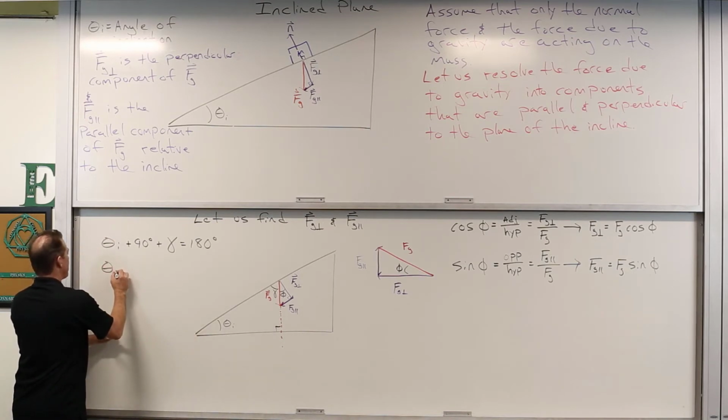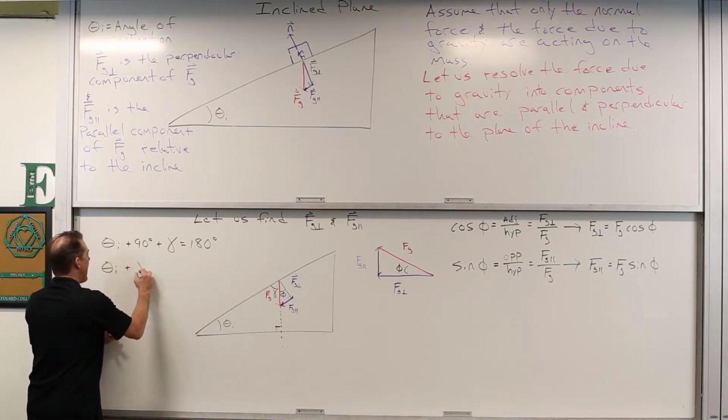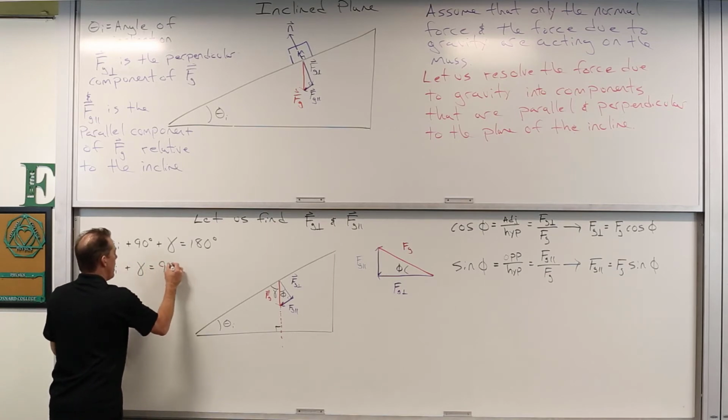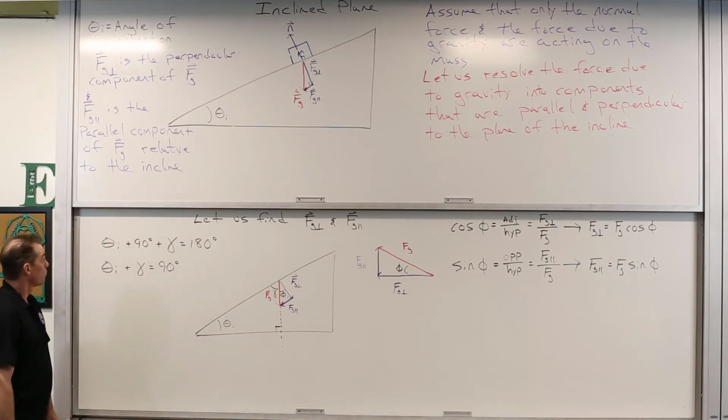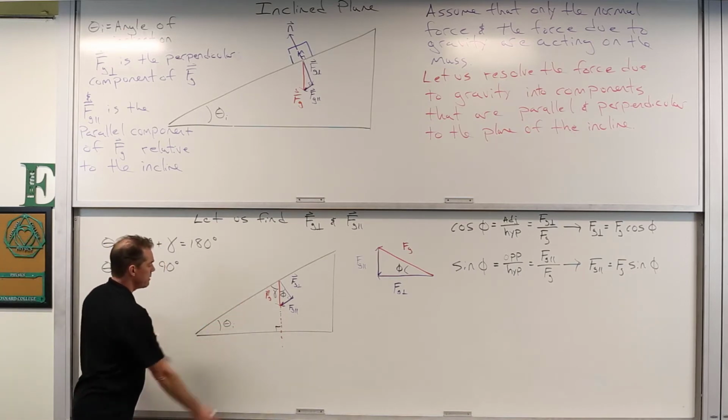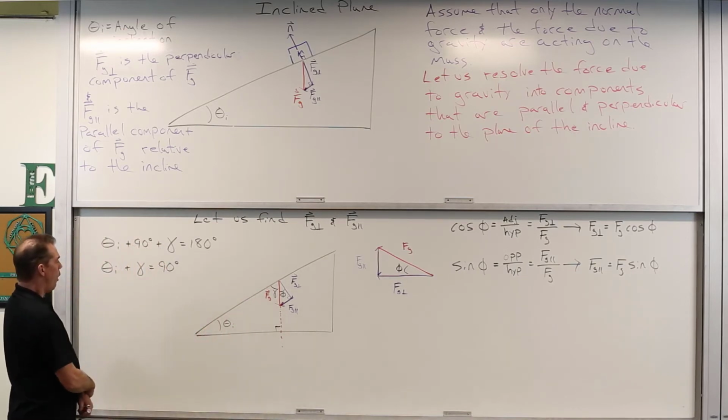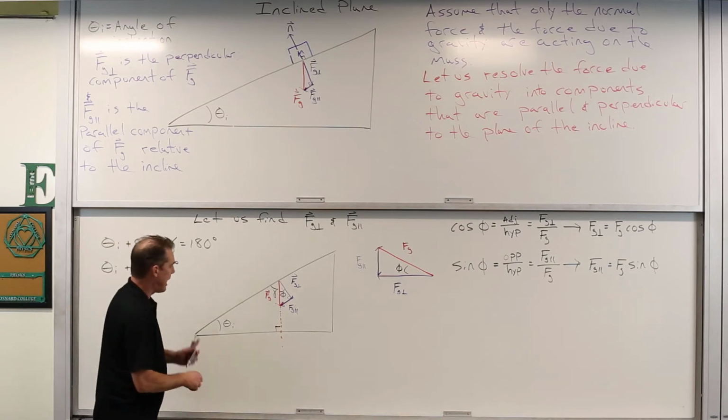I can write this as theta sub I plus gamma is equal to 90 degrees. That seems reasonable. These two angles have to add up to be 90 degrees. Good. All right. So what else can we do with this? Well, what else do we have here?